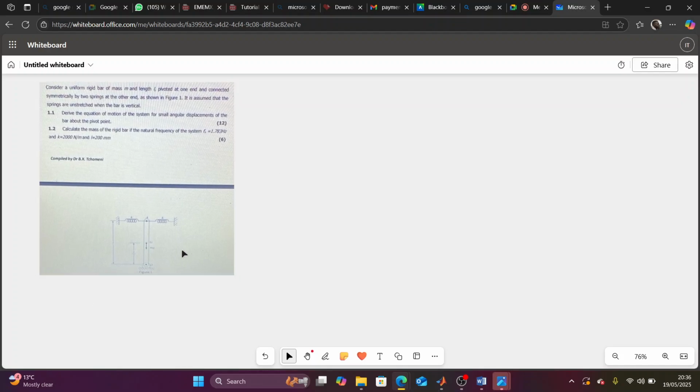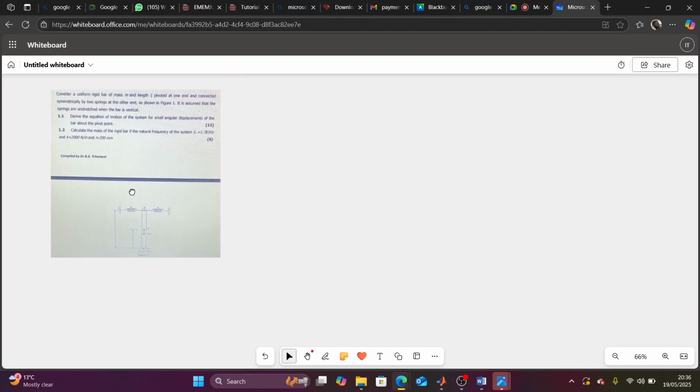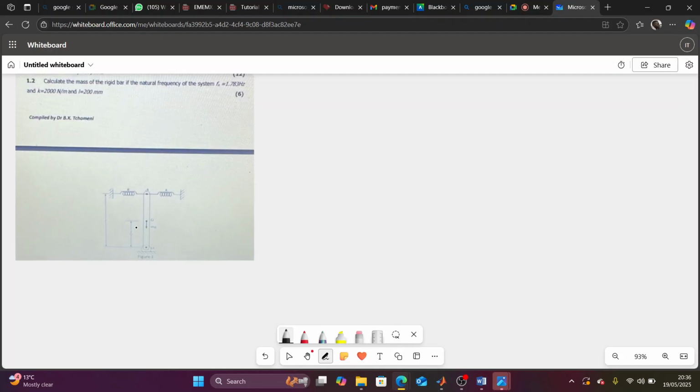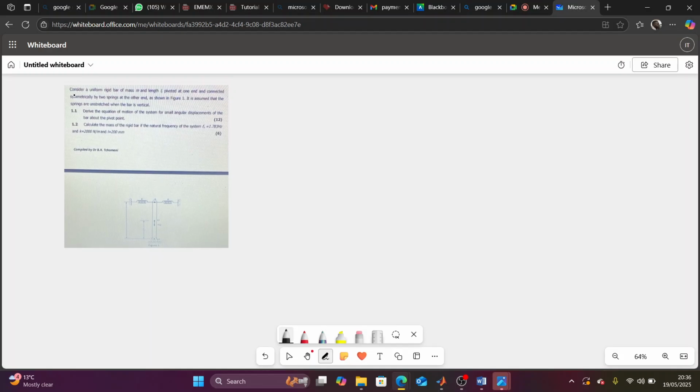So this is a vertical system. I'm pretty sure you guys can see what is happening here. And where is the pivot? So first thing to do, Angele, is what is the question saying? Consider a uniform rigid bar of mass m, length L, pivoted at one end and connected symmetrically by two springs at the other end as shown in figure 1. It is assumed that the springs are unstretched when the bar is vertical.